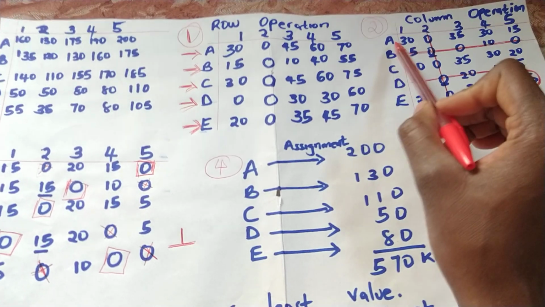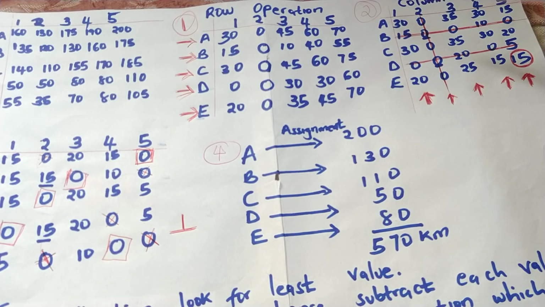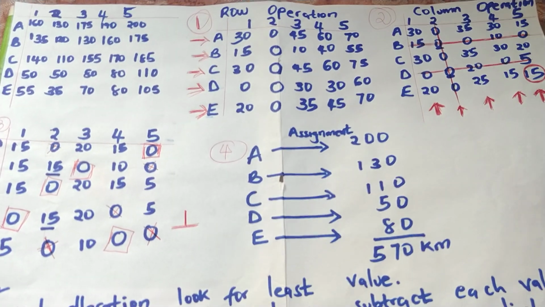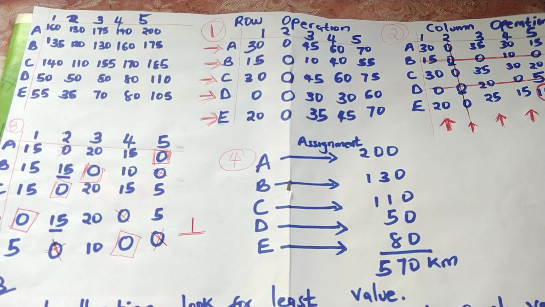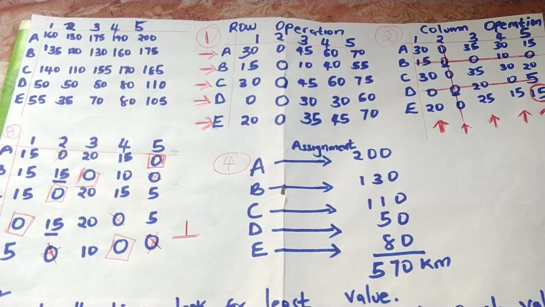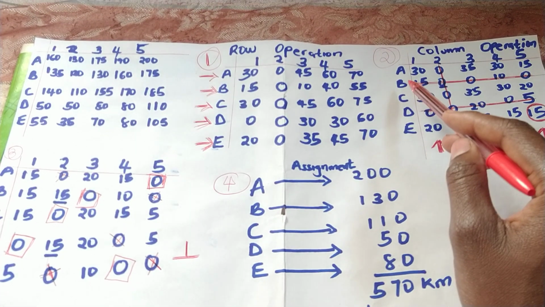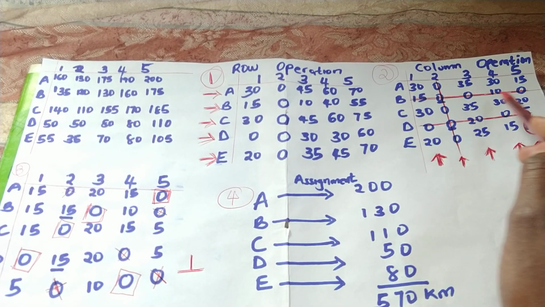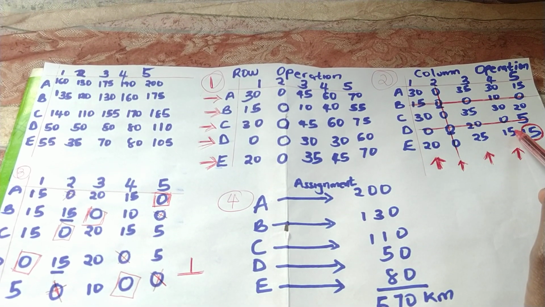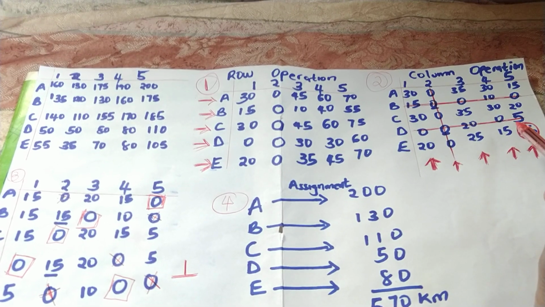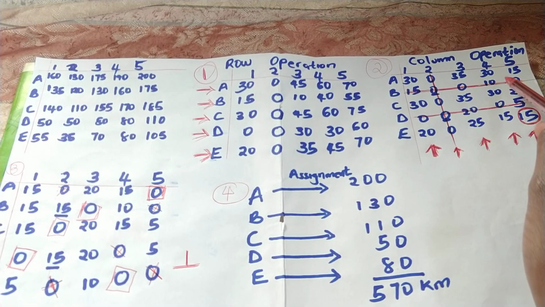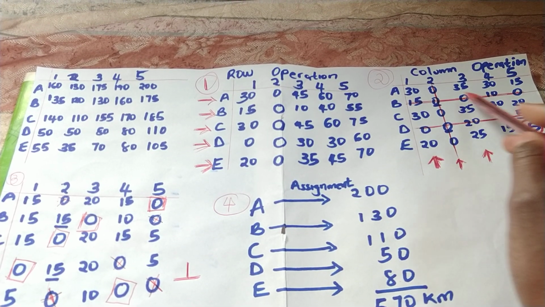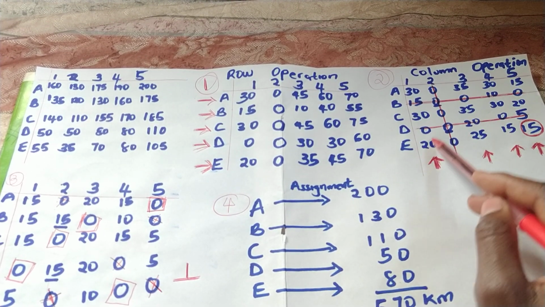After doing so, come and cancel the line where the maximum number of 0s lies. For example, here, in column 2, we have the maximum 0s, so we will cancel it. Then you realize rows B and D have zeros, so cancel them. After cancelling, you'll look for the value that is not along a line, that is least. So here the least value is 15.